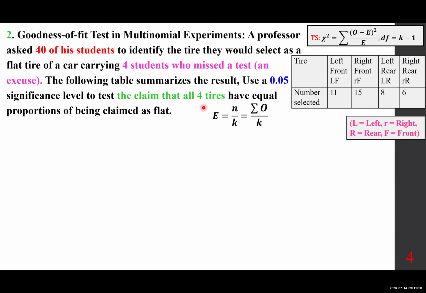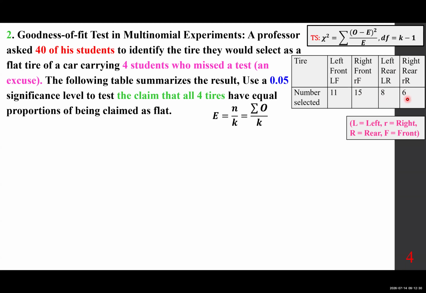So, by the way, what is this one? Capital L is left and capital R is rear, lowercase r is right, and so forth. So, for example, LF, left front, 11 said so. Right front, lowercase rf, 15 said right front. Left rear, 8. Right rear, 6. So just starting with that.